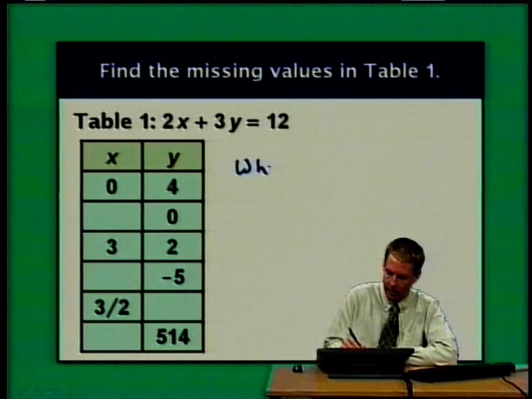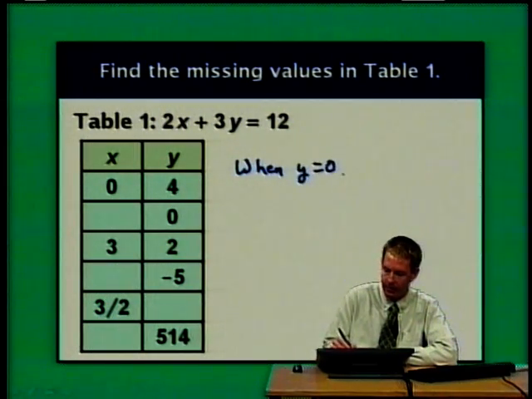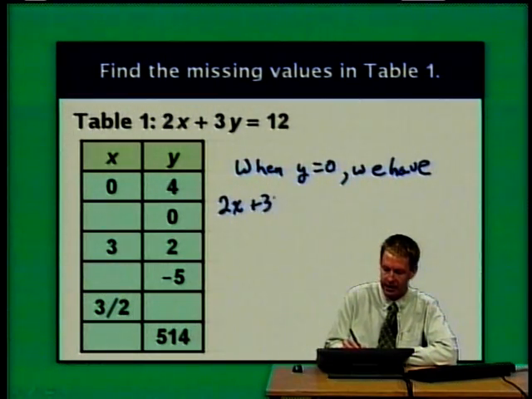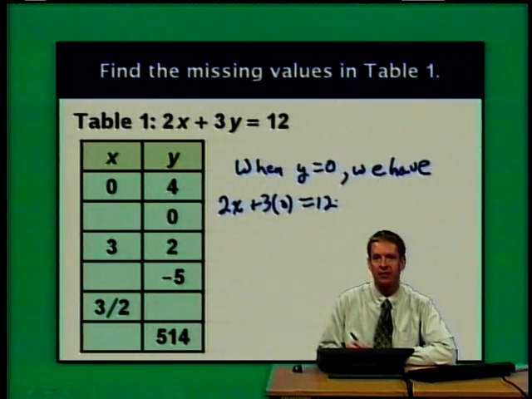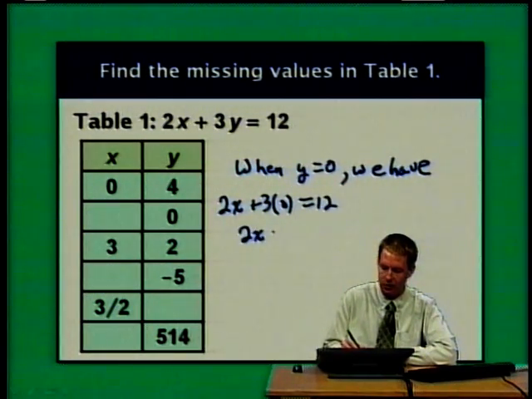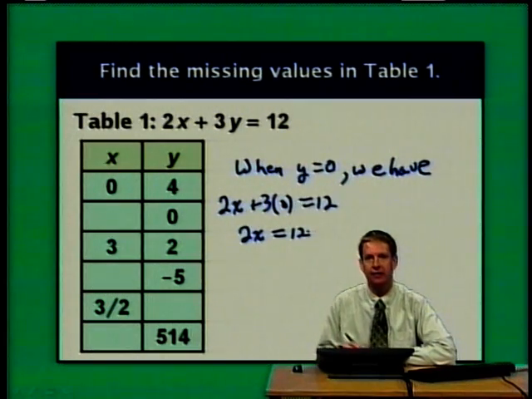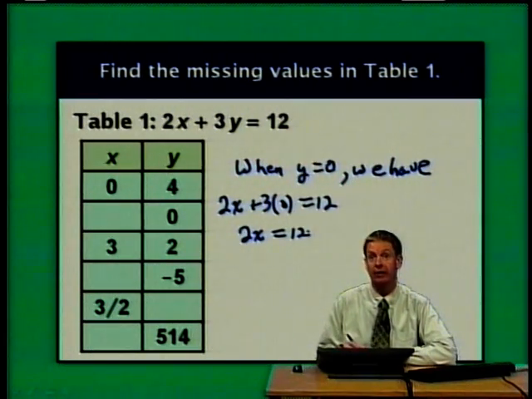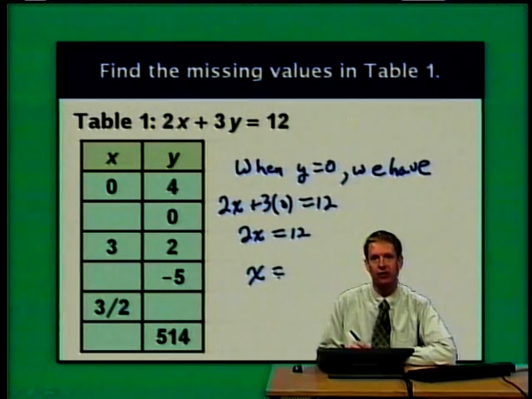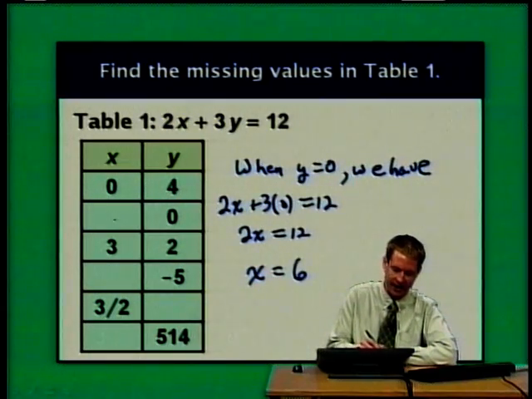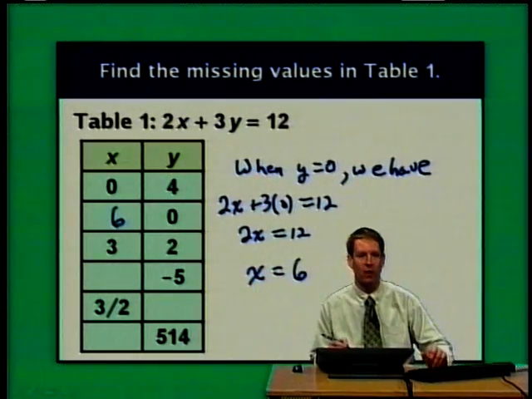When y is 0, we have, let's see, 2 times x plus 3 times 0 is 12. 3 times 0 is 0, so the left side of the equation simplifies to 2x, and that still equals 12. When I divide both sides of the equation by 2, the left side simplifies to x. The right side simplifies to 12 divided by 2, which is 6. So x is 6 when y is 0.